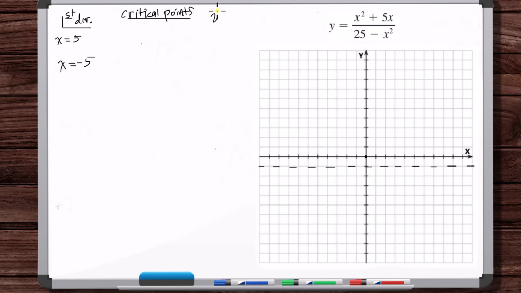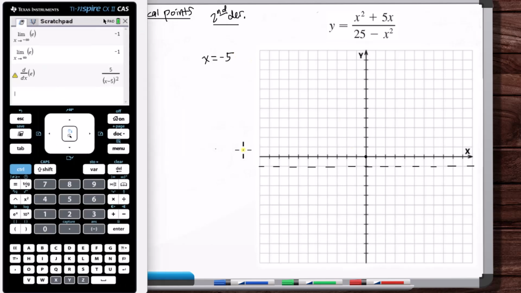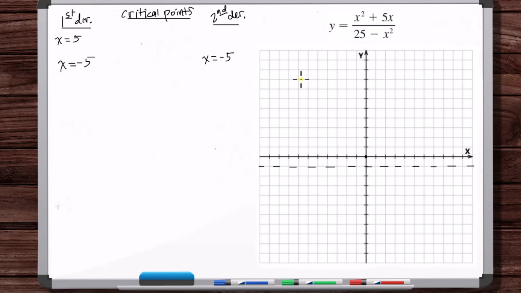and it's going to be the same with the second derivative. We know for sure x is equal to minus 5 is going to be a critical point with respect to the second derivative. Let's check. So, and so is x is equal to 5. Okay.